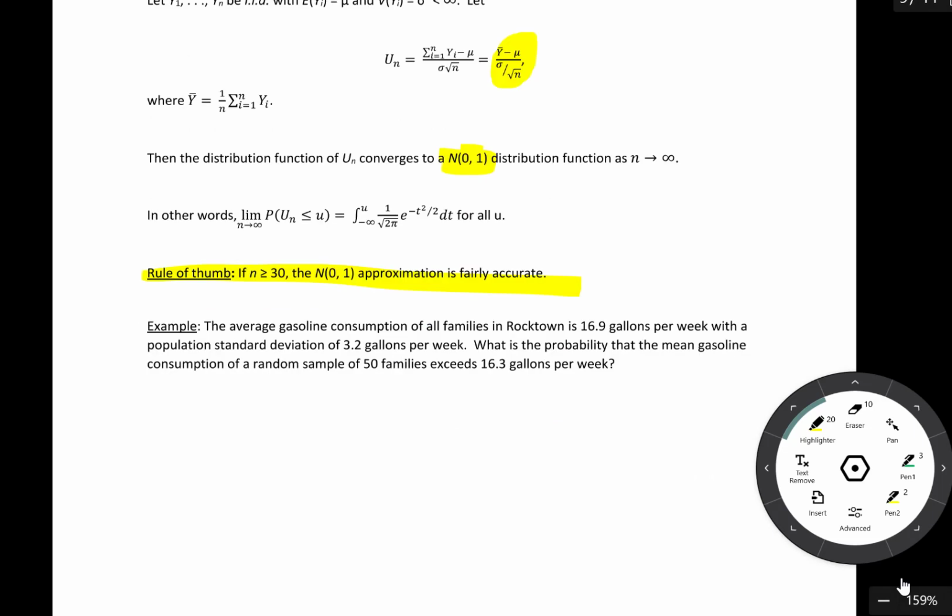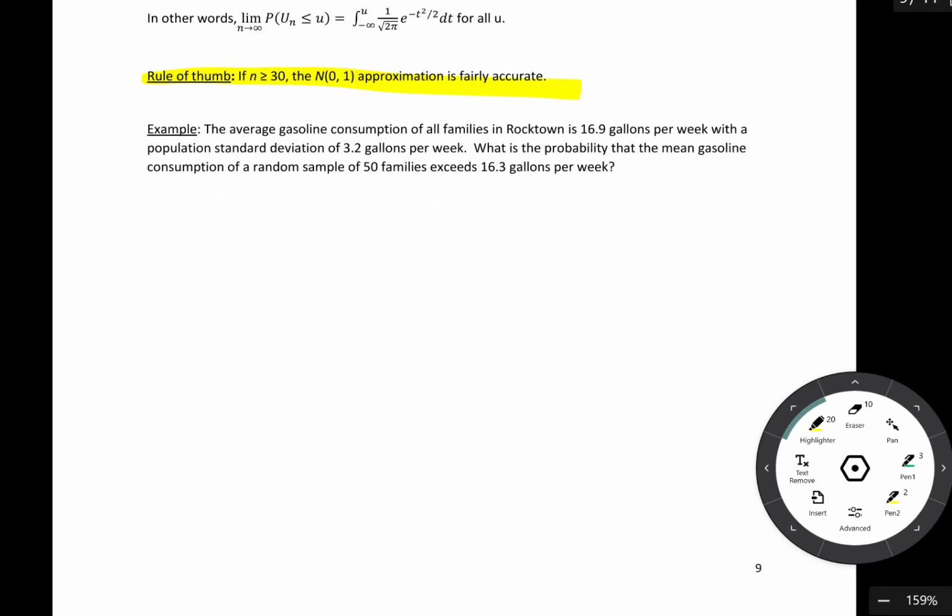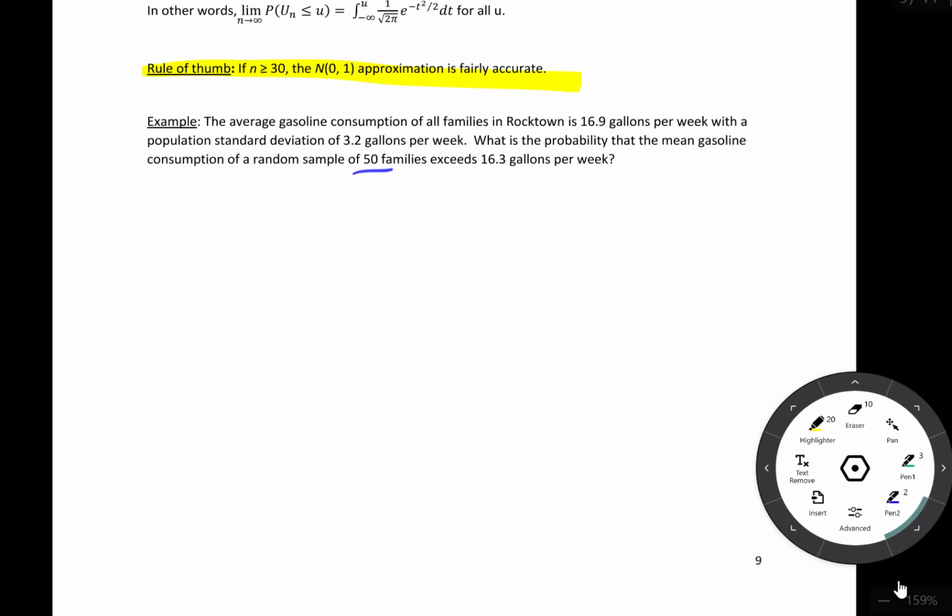All right, so let's look at an example here. The average gasoline consumption of all families in Rocktown is 16.9 gallons per week with a population standard deviation of 3.2 gallons per week. What is the probability that the mean gasoline consumption of a random sample of 50 families exceeds 16.3 gallons per week? So the first thing to notice here is our n does equal 50, which is greater than that rule of thumb of 30, so we are going to be able to apply the central limit theorem.